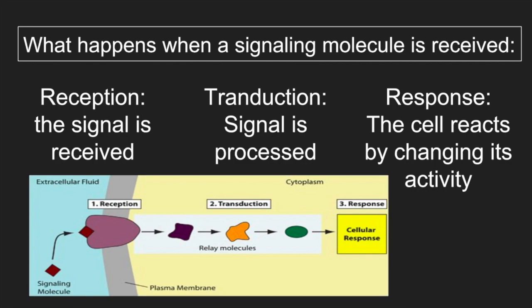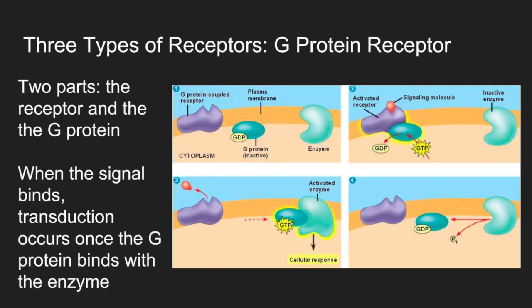When talking about reception, it's important to go over the three major types of receptors that you can have. The first one is the G protein receptor. This one has two parts to it, the receptor on the outside and then the G protein on the inside. When a signaling molecule binds, the protein dissociates, like in the third part right here. So we've had the signaling molecule bind, and then the G protein has dissociated and it goes to an enzyme also on the cell membrane. This activates the enzyme, and this triggers the signal transduction pathway.